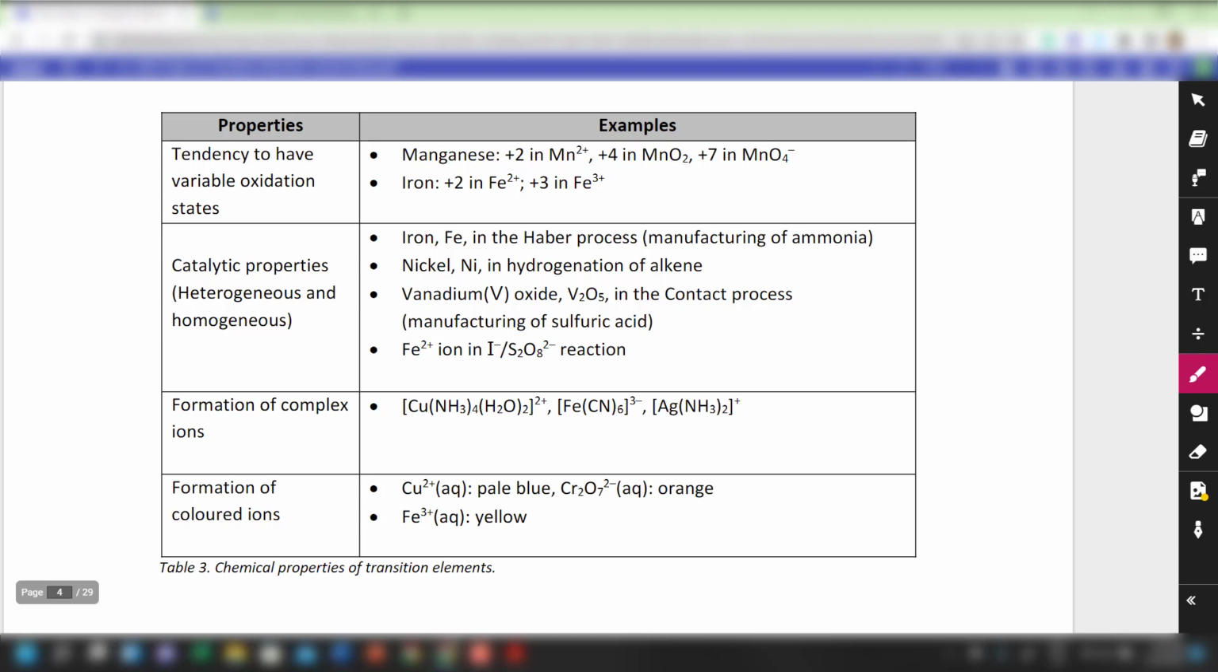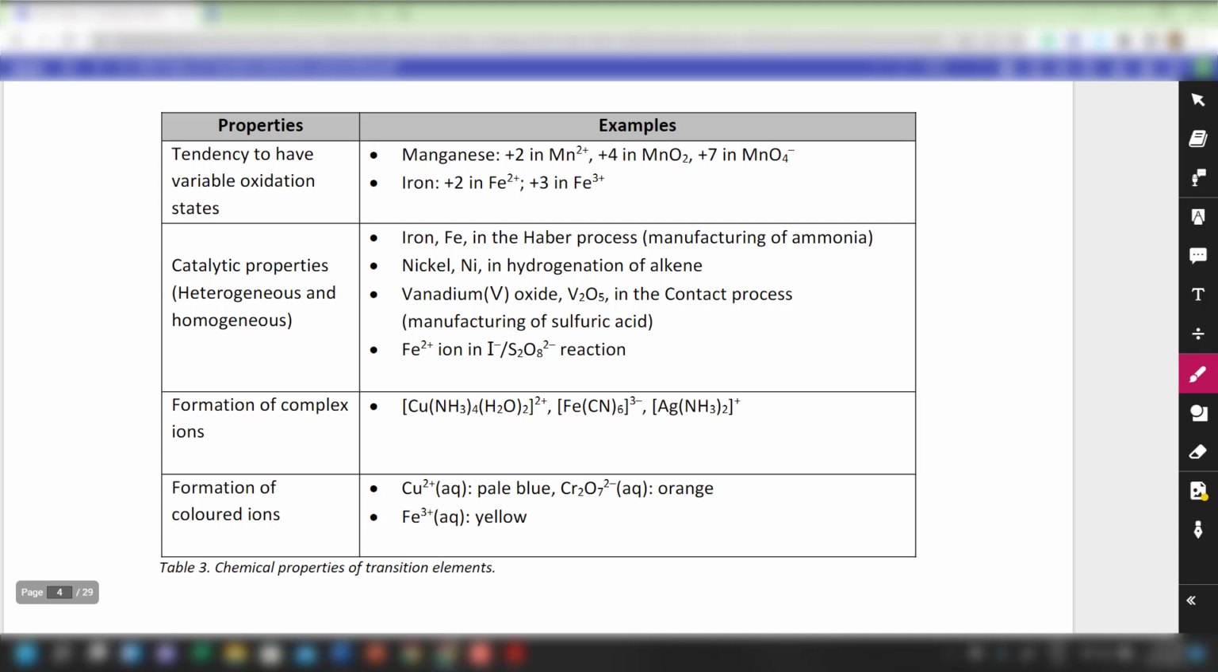For example, in JC1, when you were doing the permanganate iron(II) titration, you'll notice that permanganate gets reduced from a +7 oxidation state to a +2 oxidation state of Mn2+. And if there isn't sufficient acid being added, you might end up with manganese dioxide, which takes on a +4 oxidation state. And iron gets oxidized from iron(II) to iron(III).